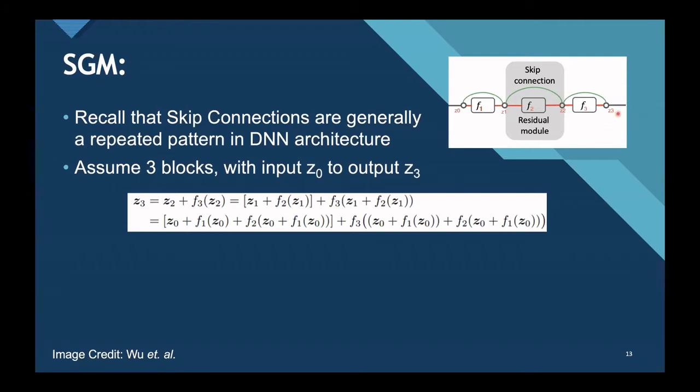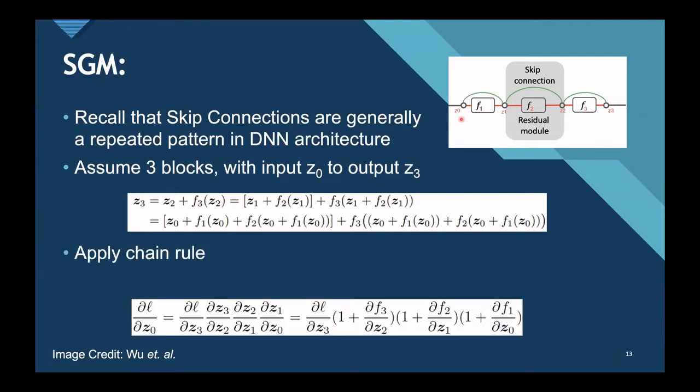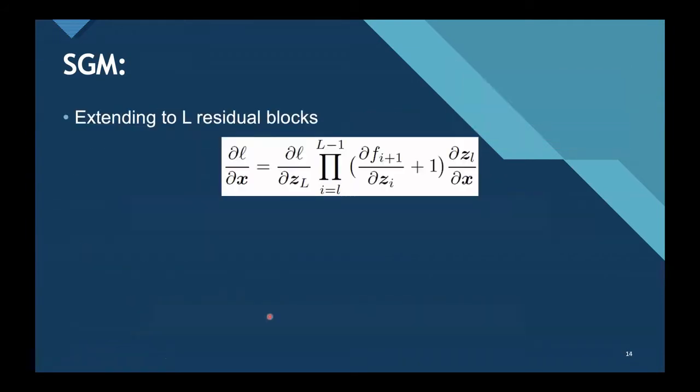Sorry, to get the derivative of the loss function with respect to the input, we use this formula, and we apply the chain rule and simplify. We got something like this for three residual models. Then we can extend this to L residual blocks, and it's something like this: the product of these two components. This part corresponds to the residual model output, and this part corresponds to the skip connection.